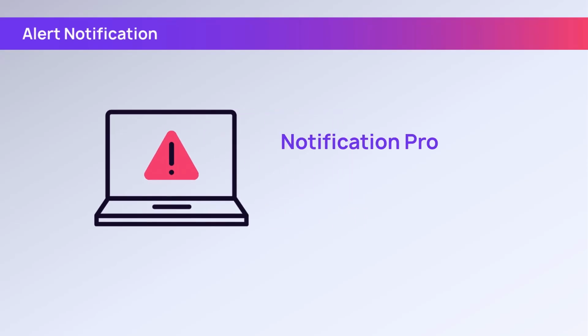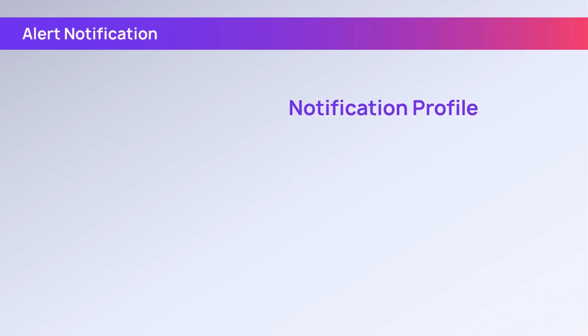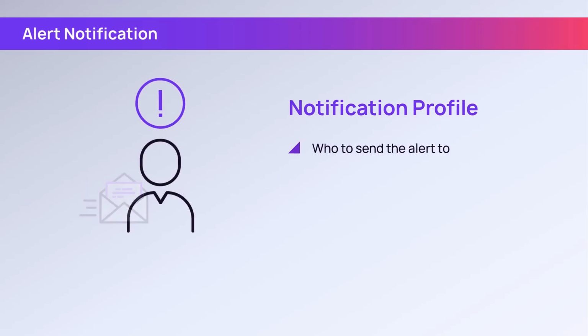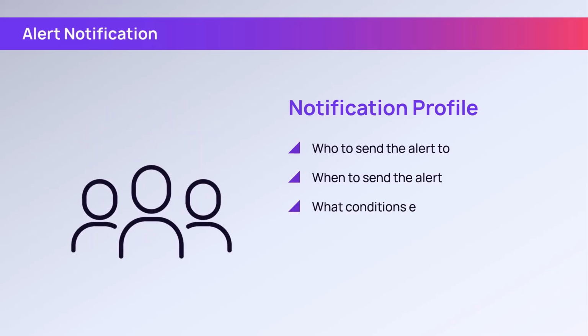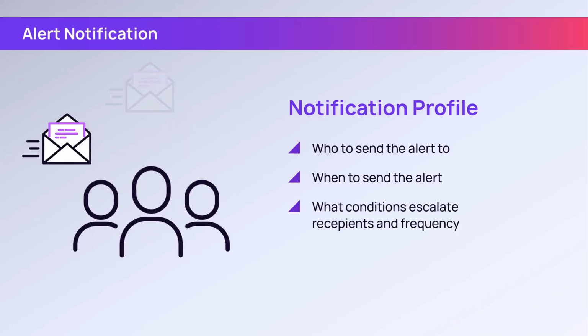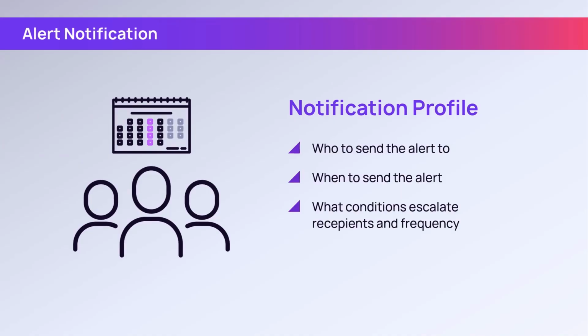Enable N-Central sends alerts when there are changes in the status of monitored devices. These alerts consist of a notification profile and a trigger or triggers. The notification profile includes who to send the alert to, when to send the alert, and what conditions escalate the number of recipients and notification frequency.